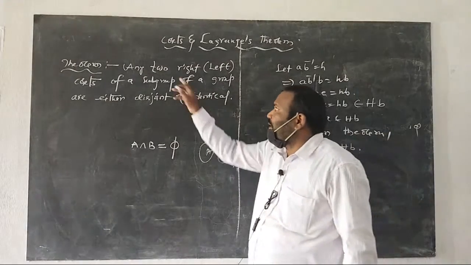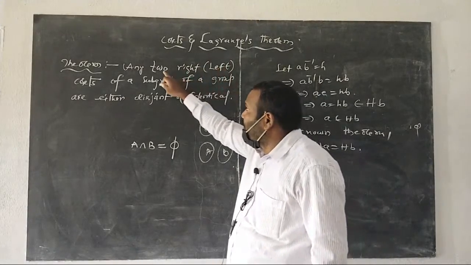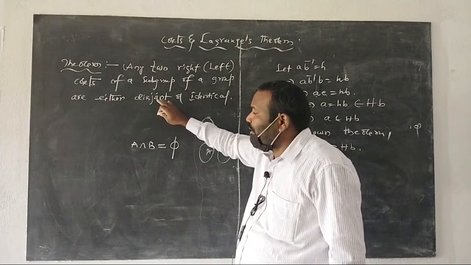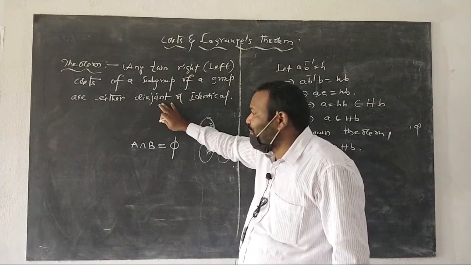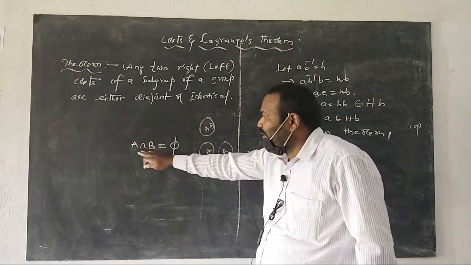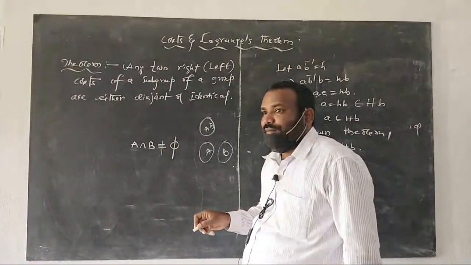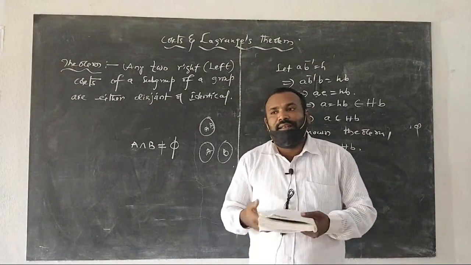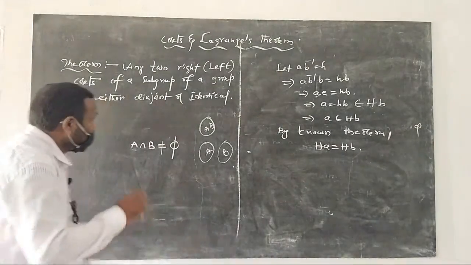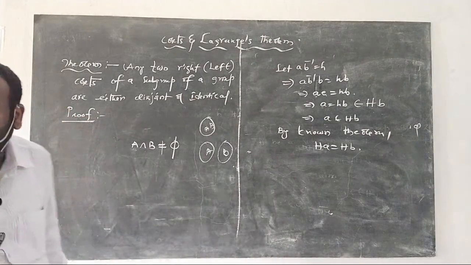So you take any two right cosets, or you may take left cosets. If you take two right cosets and their intersection is empty, then they are called disjoint sets. If their intersection is non-empty, then we say that they are identical. Understand? Write the proof. The proof is very easy.